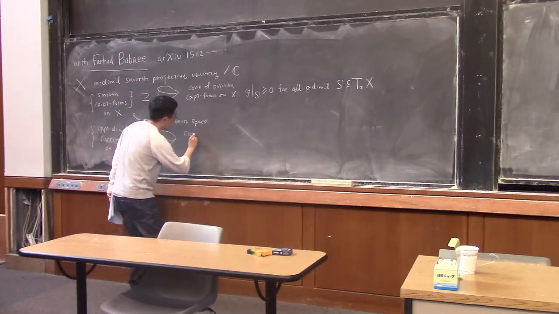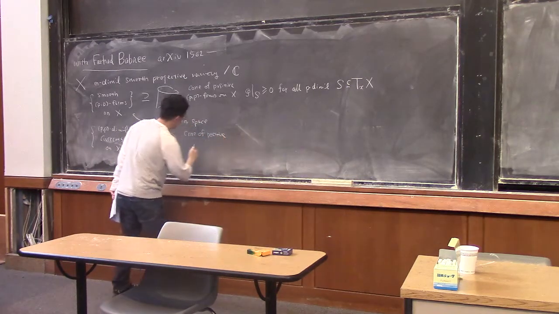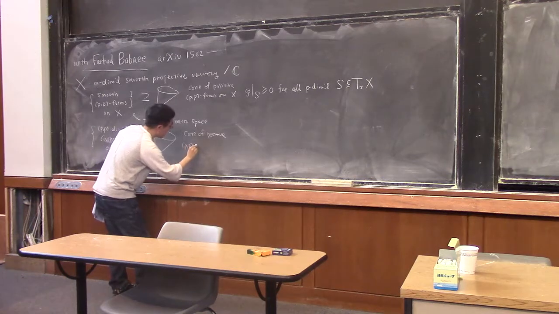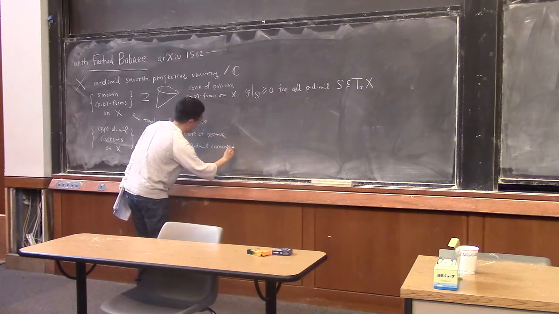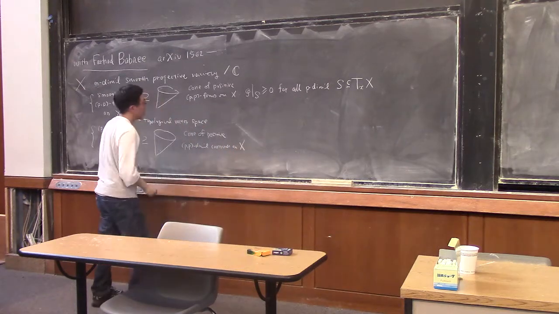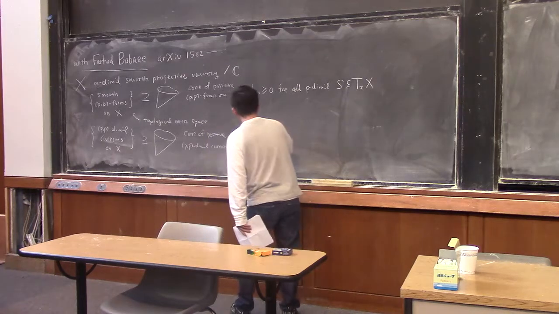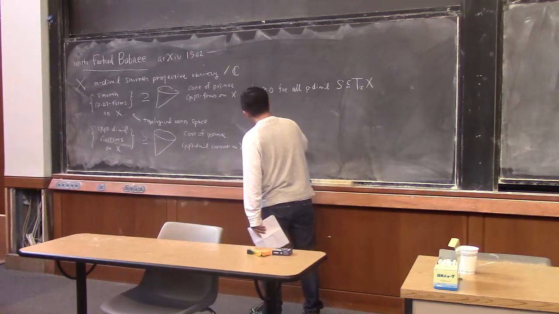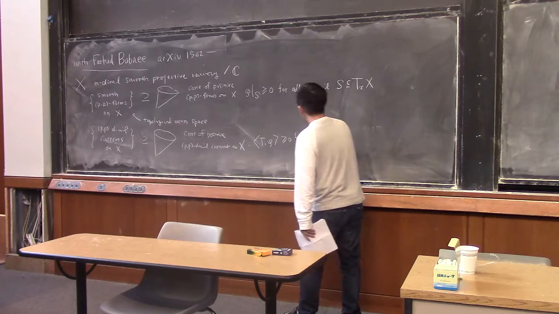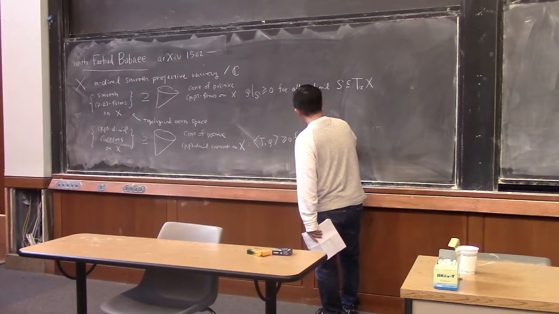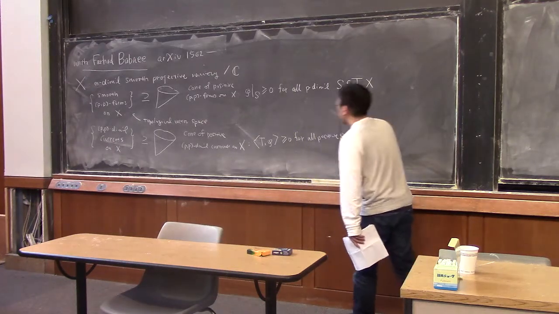This is the cone of positive p-dimensional currents on X. And it's defined by saying that a current T is positive if it pairs non-negatively with all positive degree p forms P.